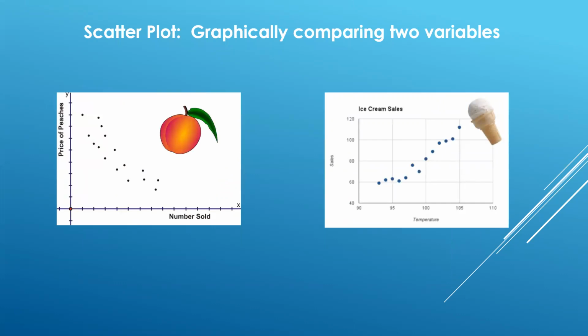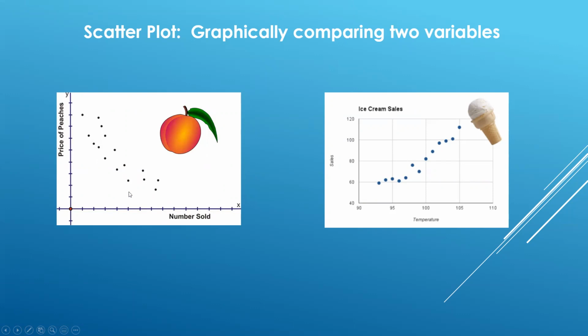Okay, scatter plot is another kind of visual, graph kind of thing that we talk about this week. And a scatter plot basically just shows the relationship between two measurements, right? So in this case, we're looking at the price of peaches versus the number of peaches sold. So each dot represents two things, right? This dot represents how many were sold and the price at which they were sold.